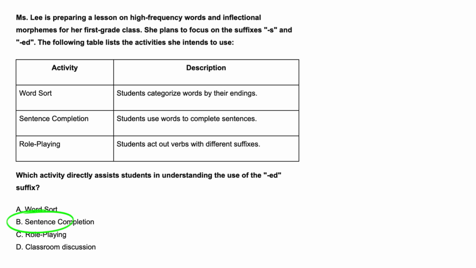Correct answer here is B, sentence completion activities where students use words with the ed suffix in order to help them understand its application in past tense formation, which enhances their grasp of how this inflectional morpheme functions in context.